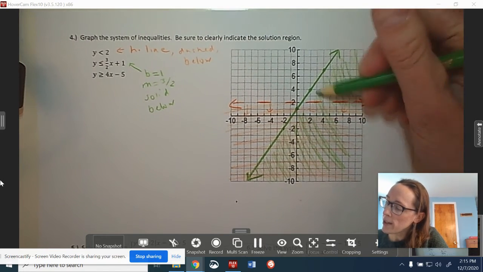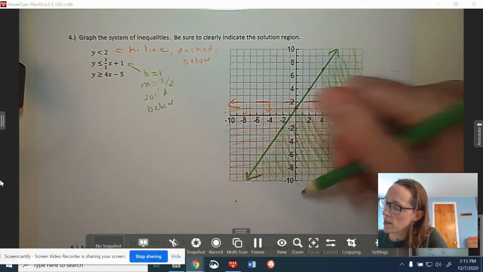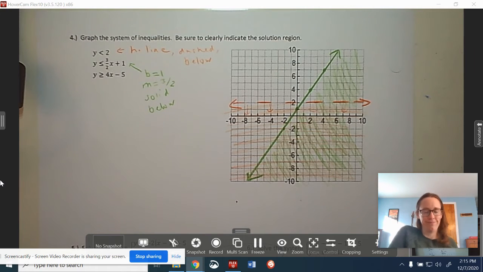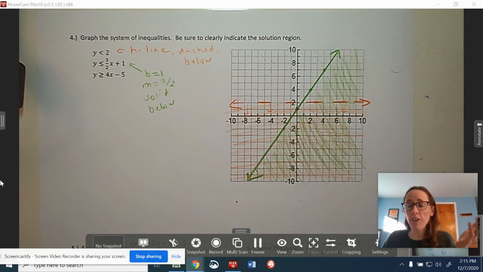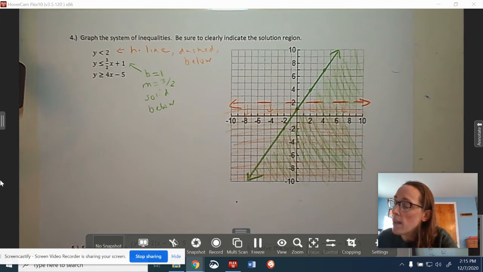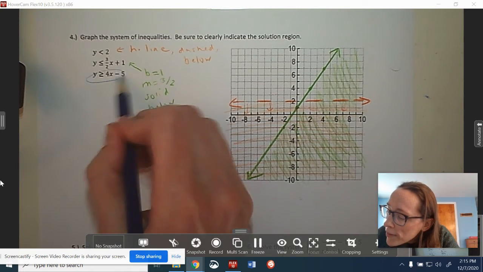But we have 3 inequalities this time. So we still have to graph the third line. So let me grab a third color. My third color happens to be blue. It could be any color. And we are going to graph this line now.